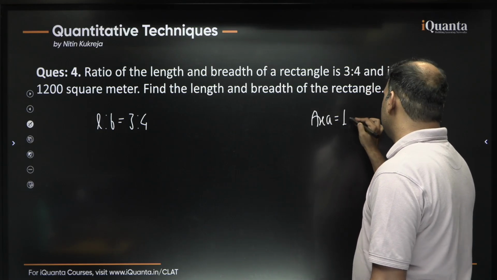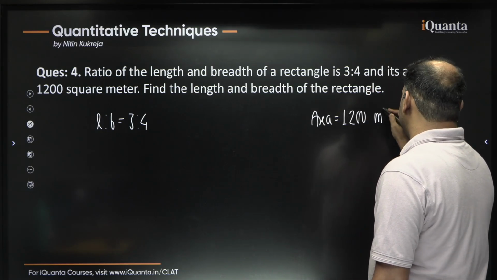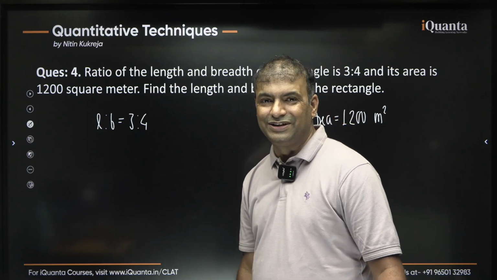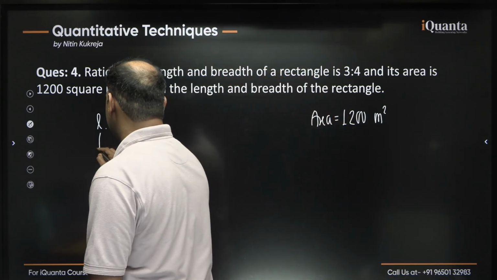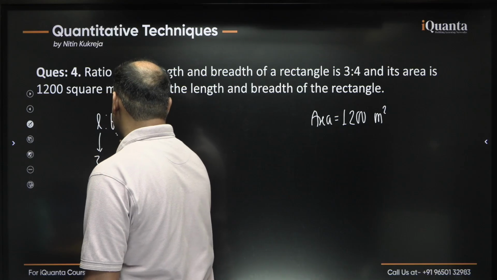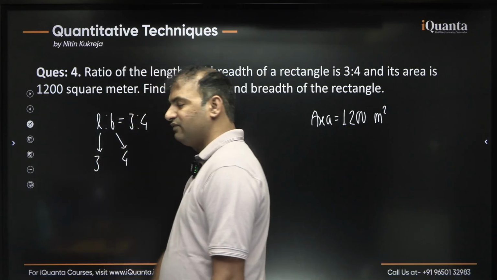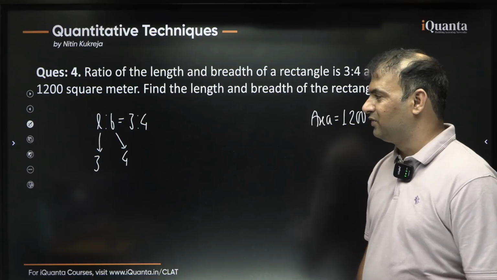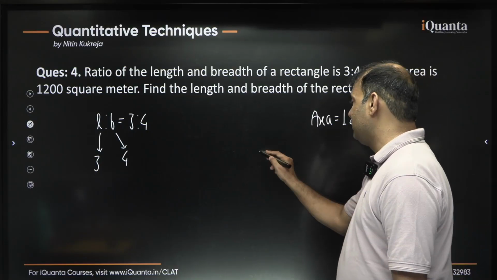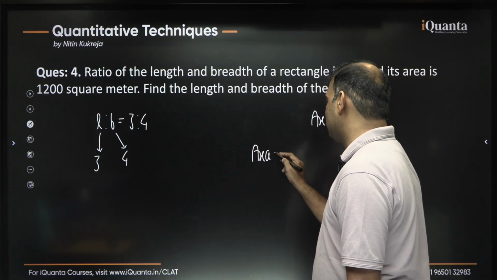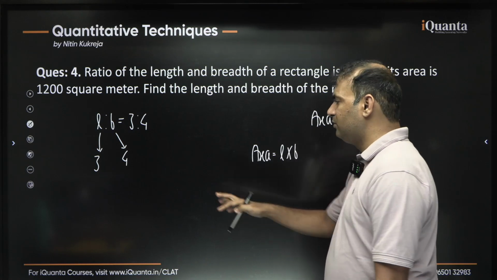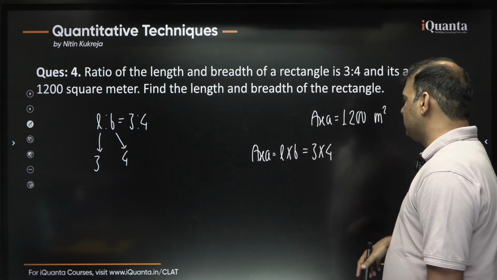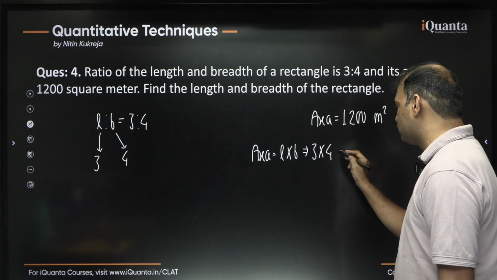Again, with the help of the ratio we can assume the length and breadth. Let us assume the length for a while as 3, and the breadth as 4. We all know the formula for the area of a rectangle, one of the easiest formulas: the area is length into breadth. Length is 3 and breadth is 4, so according to the assumption the area should be 12.